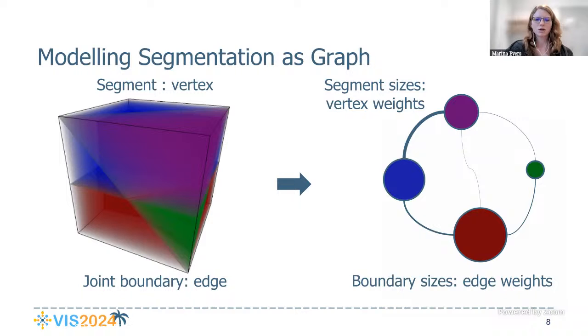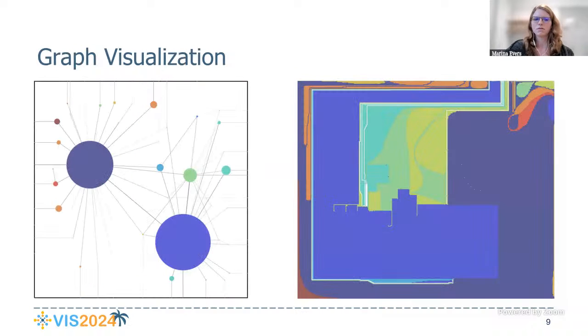Now, you might wonder, why don't we just show this graph as a node link diagram? There are different reasons. One of them is that we want to show the segmentation as a segmentation, basically, so the user does not have to abstract from this image of a segmentation.